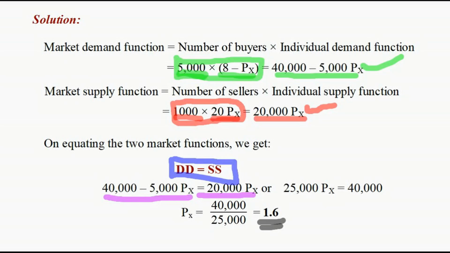At this point, we need to find the equilibrium quantity. Now simply substitute 1.6 in the place of Px. You can put that into the market demand function or into the market supply function. Substitute 1.6 in the place of Px, the price, and that will give us an equal amount of quantity in the market, because this is the market equilibrium price.